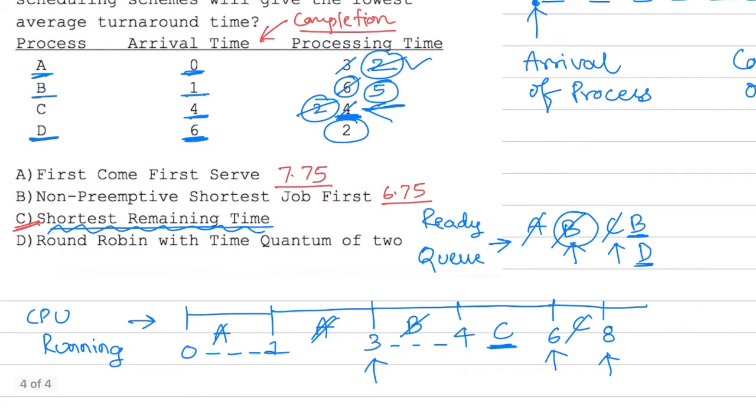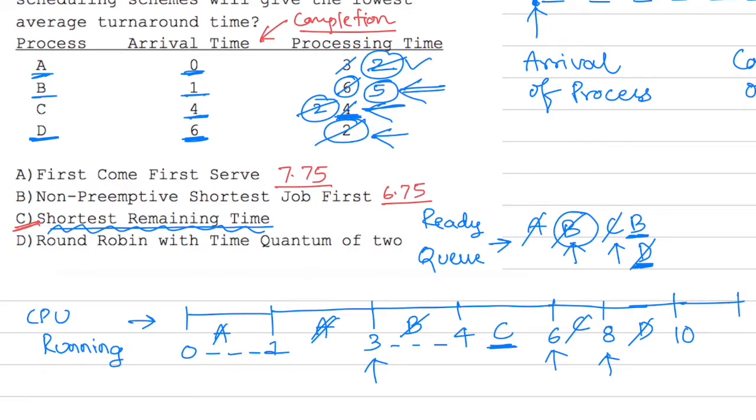Now we have only two processes remaining, B and D, and clearly D has the shortest remaining time. So D gets picked up here. It runs for 2 seconds. So till 10 it will run, and then D goes out of the system. And now finally what is remaining is B. So 5 seconds of B are remaining.